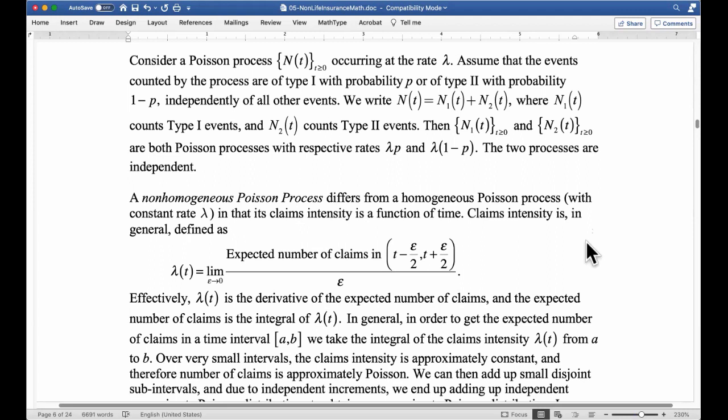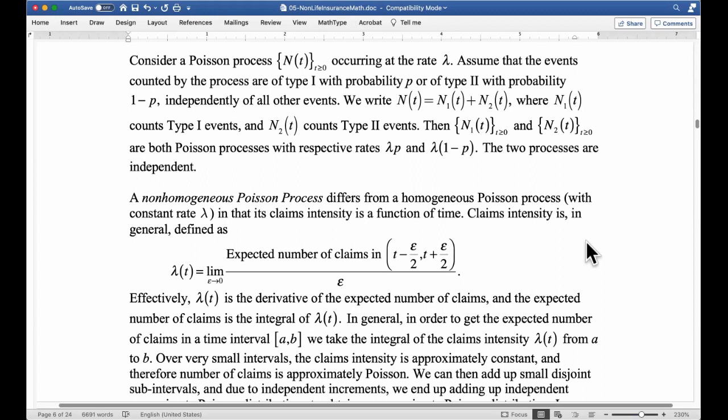Now consider a Poisson process occurring at the rate lambda. Assume that the events counted by the process are of type 1 with probability p and of type 2 with probability 1 minus p, independently of all other events. We write N(t) to be N1(t) plus N2(t), where N1(t) counts type 1 events and N2(t) counts type 2 events. Then N1(t) and N2(t) are both Poisson processes with respective rates lambda p and lambda (1 minus p), and the two processes are independent.